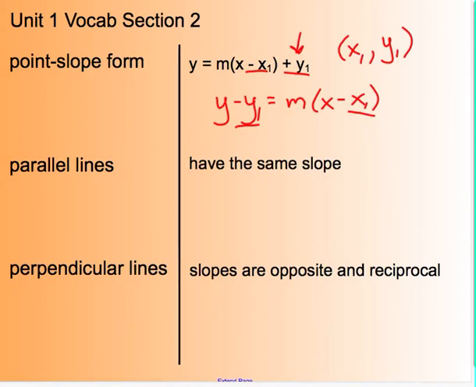And then, as a refresher, parallel lines have the same slope, the same rate of change, but different y-intercepts, so they will never intersect. Perpendicular lines, their slopes are opposite, meaning one positive, one negative, and reciprocal. Remember, that means you're flipping it. So for example, if you have a slope that's an integer, like 2, the reciprocal would be 1 over 2. And the opposite reciprocal would be negative 1/2. So that would be an example of perpendicular slopes.